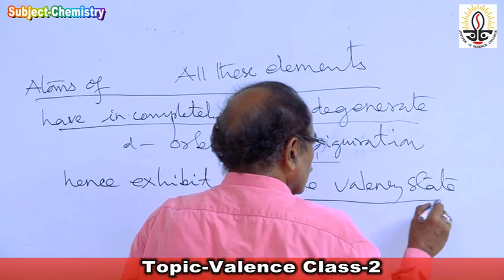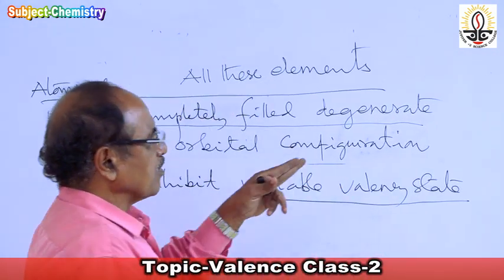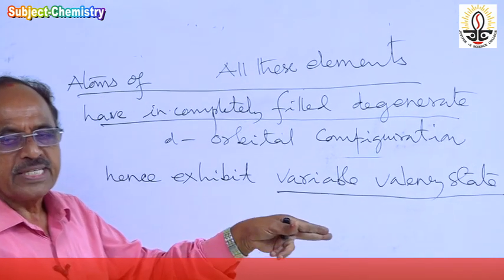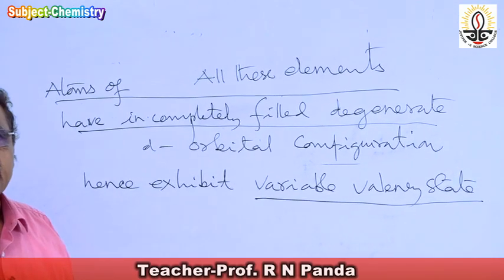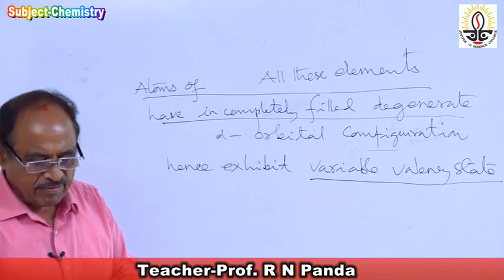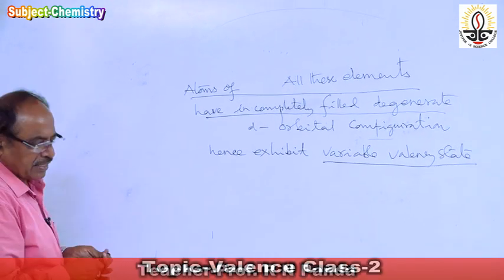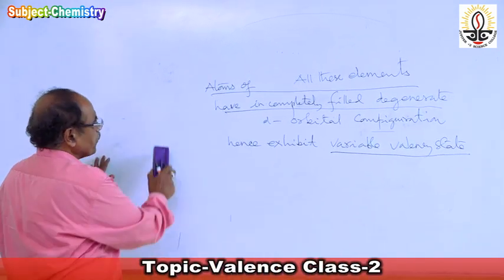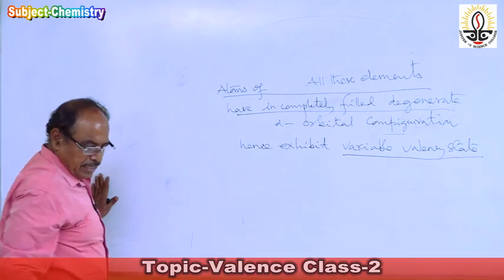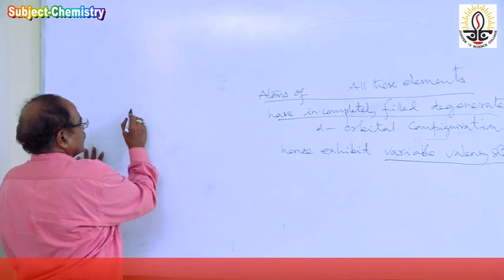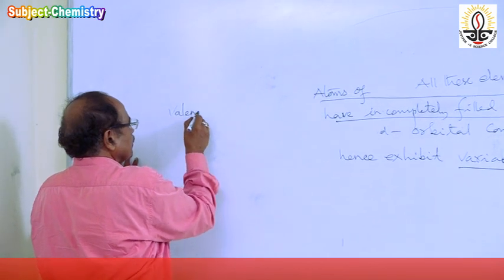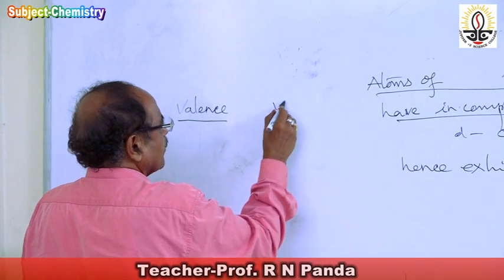Children, look to this word, variable valency state. I am using here the word variable valency state. Valency and valency state. What is this valency and valency state? I will be explaining you. So what is valency and valency state? So valency and valency state.